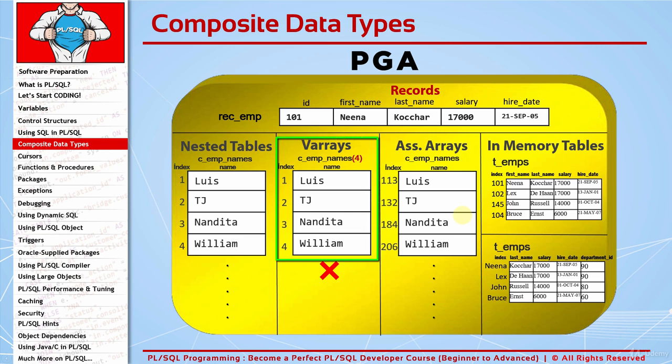But the second collection type, VARRAY, is bounded. It still has index IDs starting from 1 just like nested tables, but you need to specify the exact number of rows when you declare it. And you cannot change this limit later.